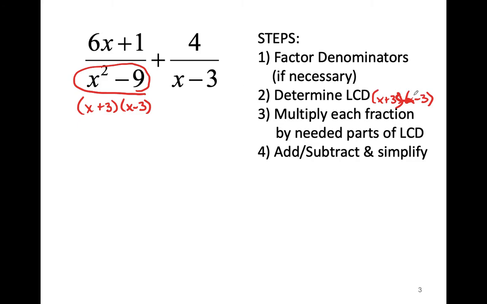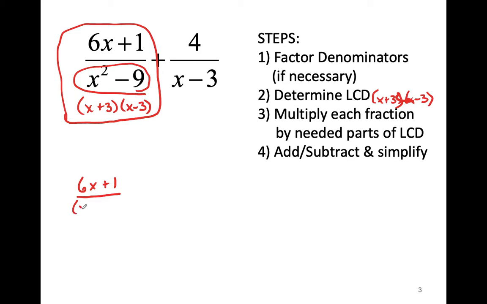I already have that factored in. So what that means is that this first fraction, I don't have to do anything to it. It already has the least common denominator. So I'm just going to skip down here and rewrite it as 6x plus 1 divided by x plus 3 and x minus 3. Again, it already has the least common denominator. I don't need to do anything extra to it, okay?